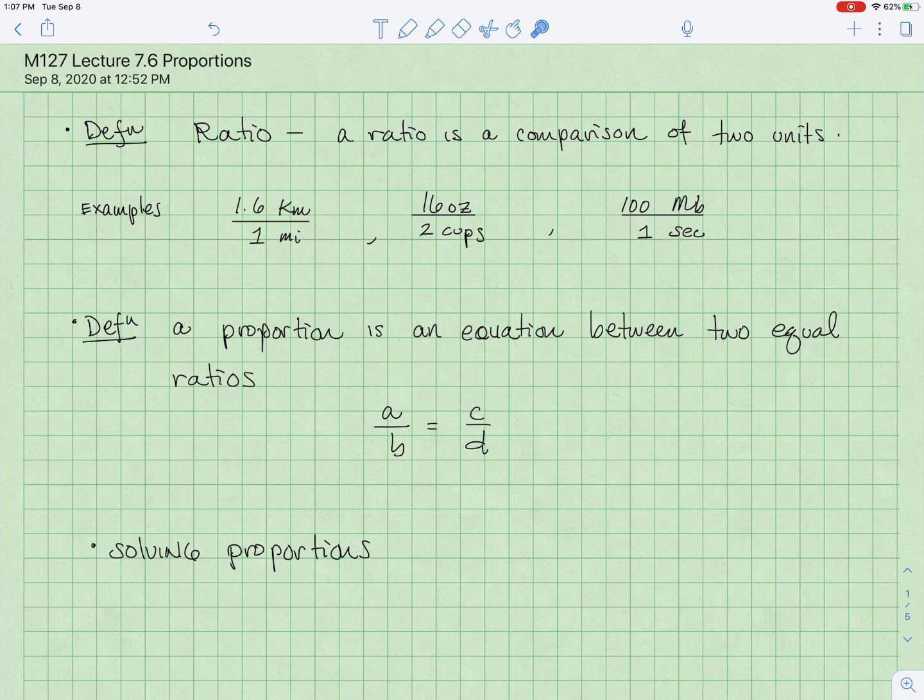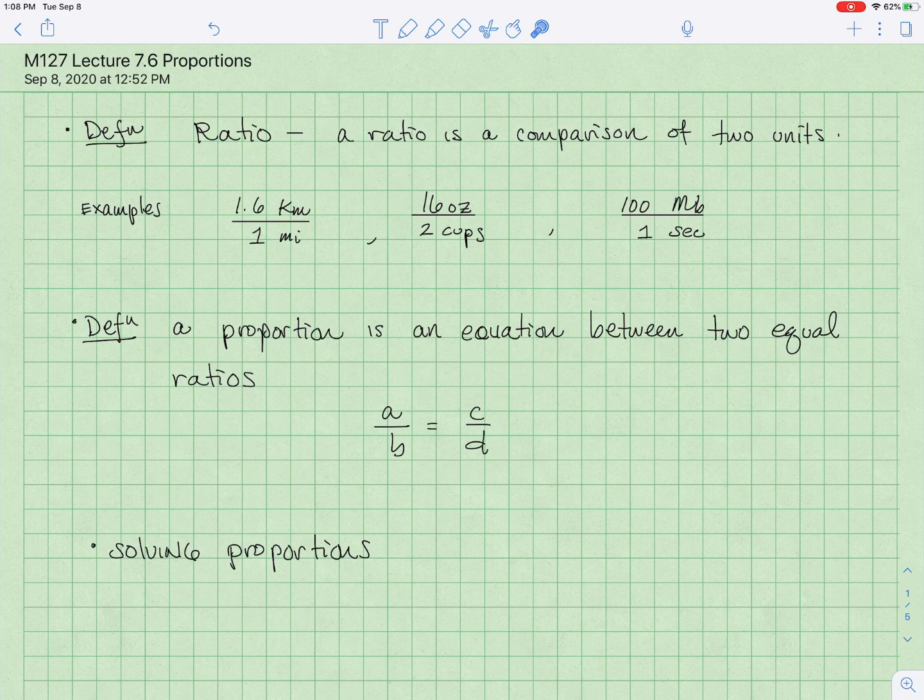The first thing that we need to talk about is what a ratio, or sometimes a rate, is. So let's talk about that. Definition: a ratio or rate is a comparison of two units. Now you're used to seeing these kind of things probably in real life all the time. Here's just a couple of them.